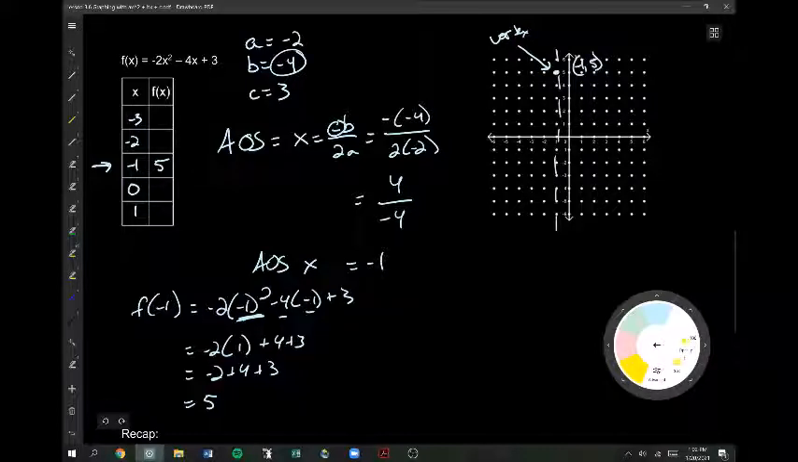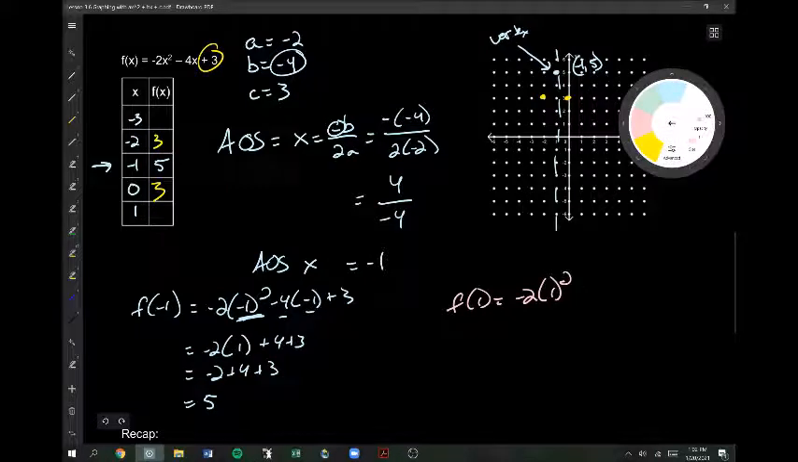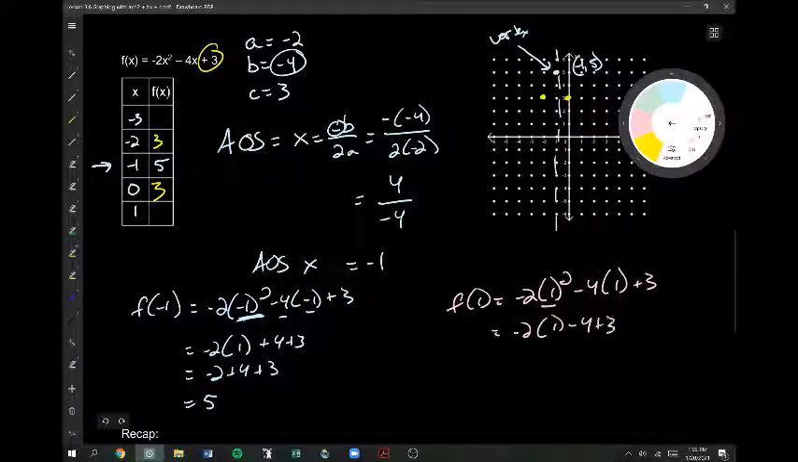Plugging in 0 is pretty simple. If we plug in 0, we get out 3. So I have a point here and a point here. It's symmetric. And plugging in 1 is also pretty straightforward. It's negative 2 times 1 squared minus 4 times 1 plus 3. Do the squaring first. 1 squared is just 1. This is negative 2 minus 4 plus 3, which is negative 6 plus 3, which is negative 3. There's going to be negative 3's on top and bottom.